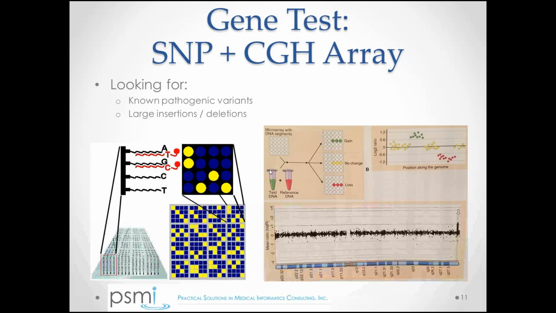So we began in this patient by looking for known pathogenic variants using a SNP array, and we also look for large insertions and deletions using a comparative genome hybridization array. So again, here we have a chip where we have probes for all of the known pathogenic variants of these particular 4 genes, and we examine for copy number variants using comparative genome hybridization.